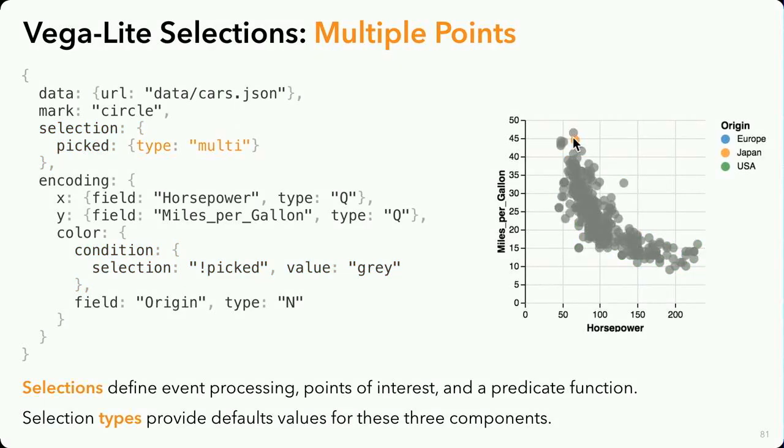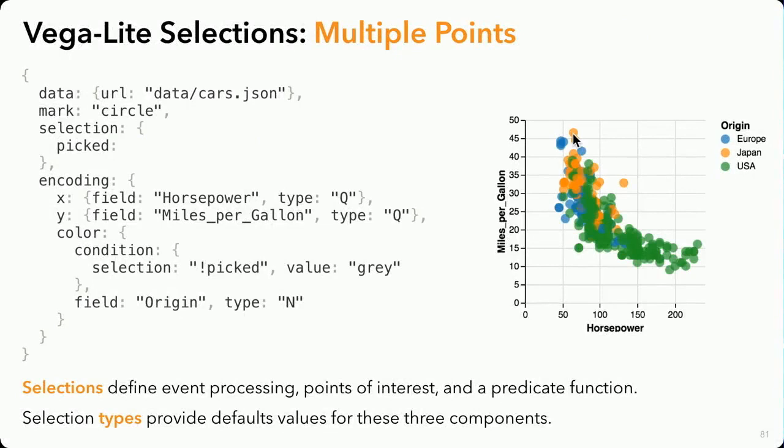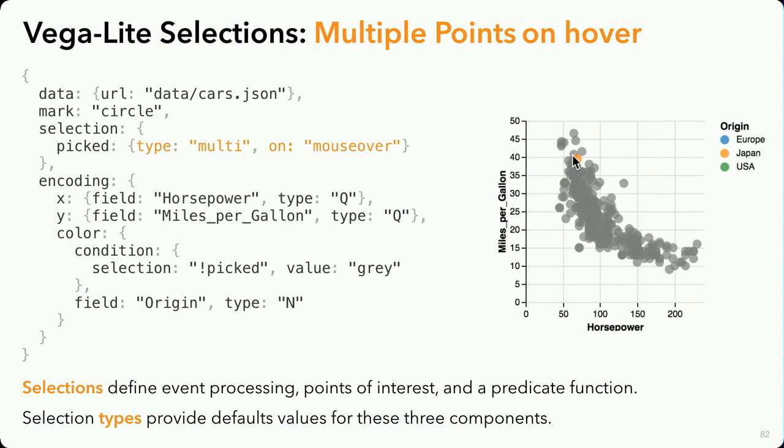We can change the type of the selection so that we can add multiple points to it. Now the default says on the first click, select the point, and with shift click we can toggle points in and out of the selection. And like with encodings, we can override these defaults. So for example, instead of on click, we can do it on mouse hover, and now we get this kind of brushing effect here.